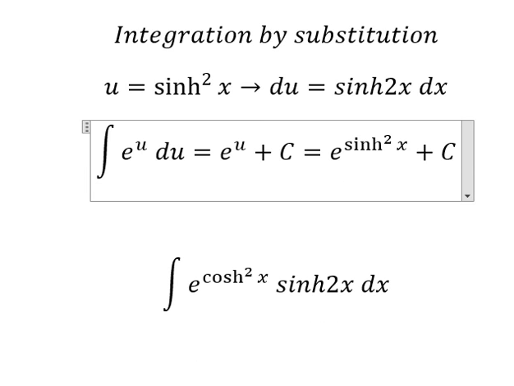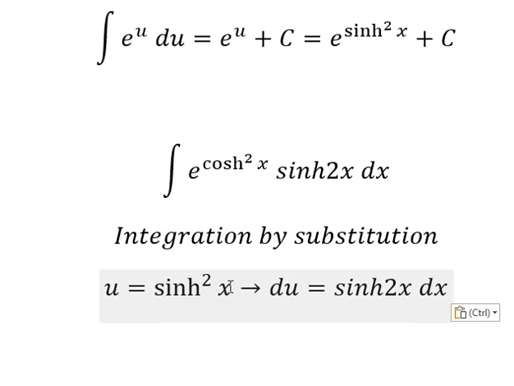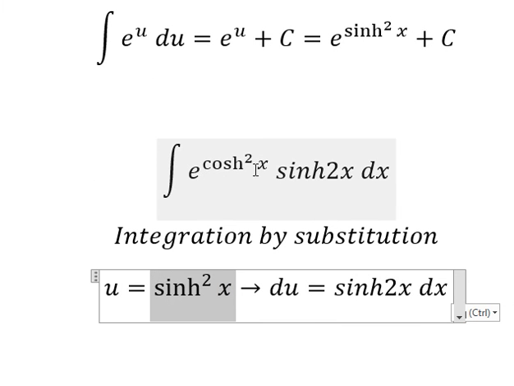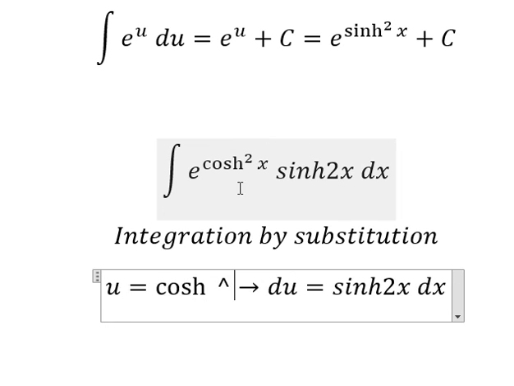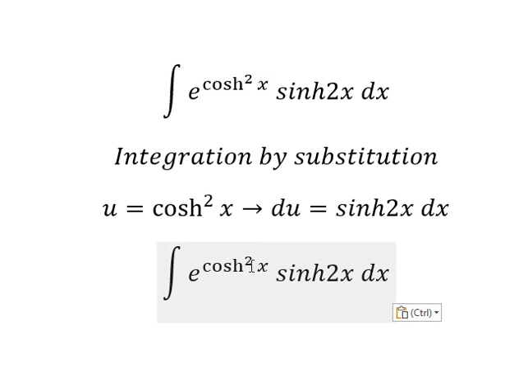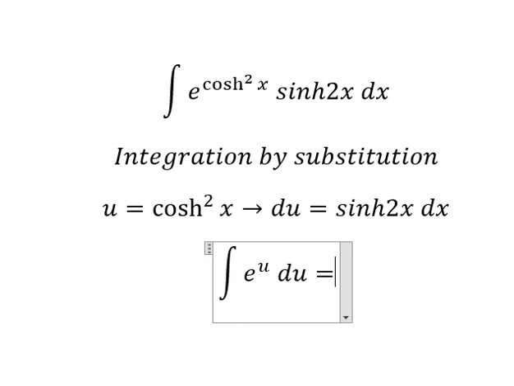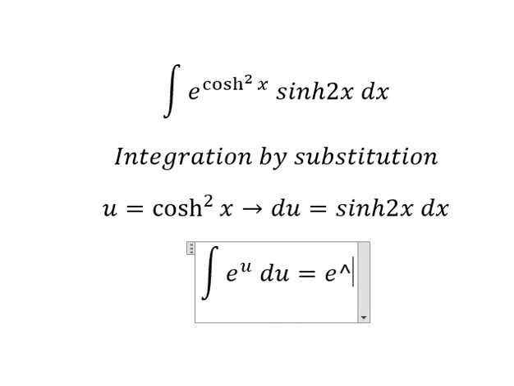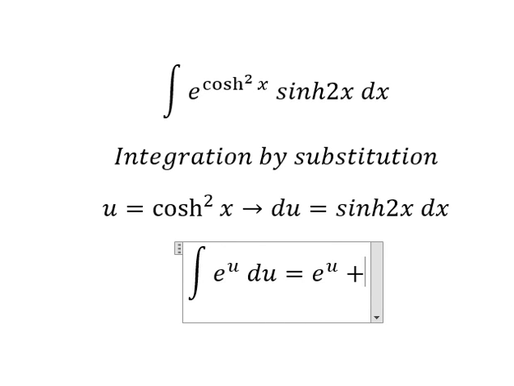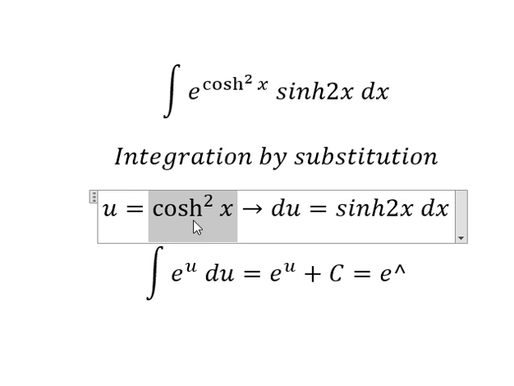Now we can do something similar here, but this one is about cosh squared. This one we change to u, and this one we change to du. The integration of this one gives e to the power of u, and I will put plus c. Then u is this one.